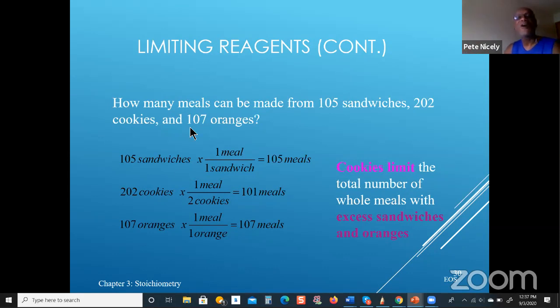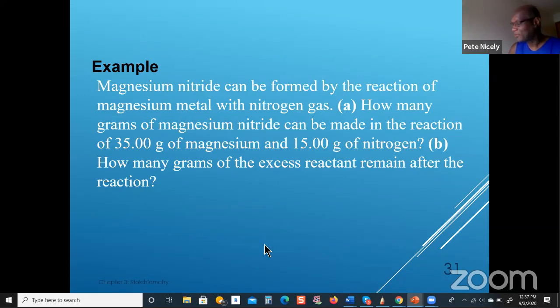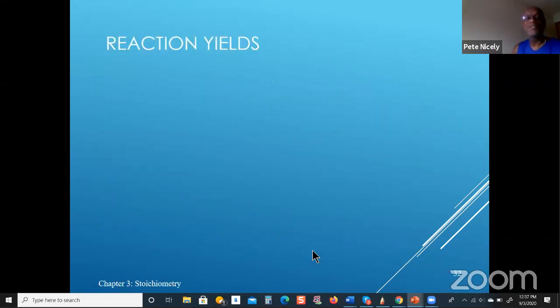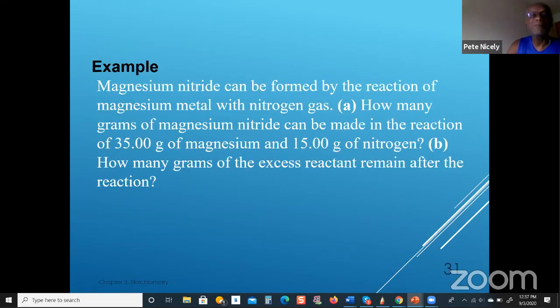So if you understand the concept behind what I just discussed, then you should be able to do problems of this type. This is a typical limiting reactant problem. So the question says, magnesium nitride can be formed by the reaction of magnesium metal with nitrogen gas. So it starts off with that information.